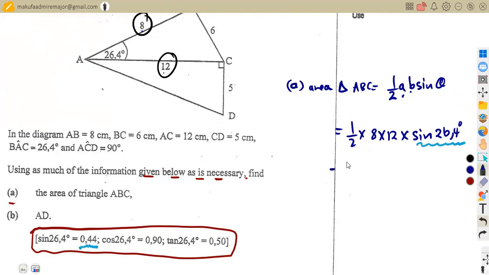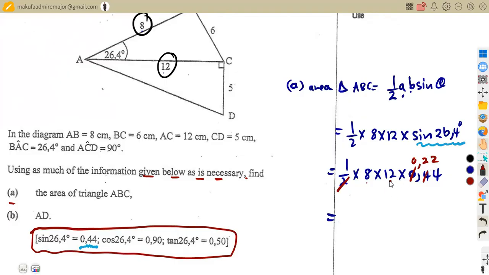So this one was the same as multiplying half of 8 times 12 times the sine of 26,4, which is the one that we are given as 0,44. That is the given information there. All right, so we can reduce this by 2. That is going to be 0 here by 2, that is going to be 2, 2. So we are left with 8 times 12 times this value.